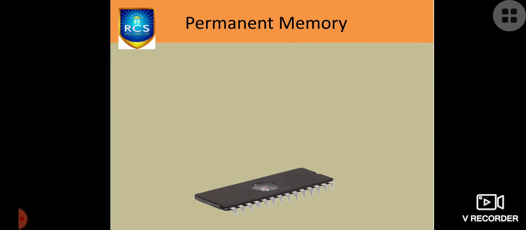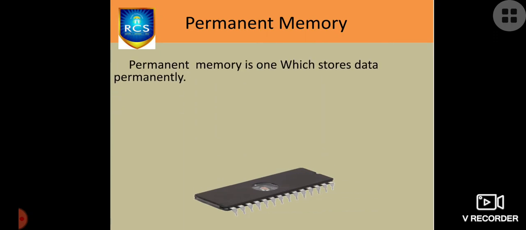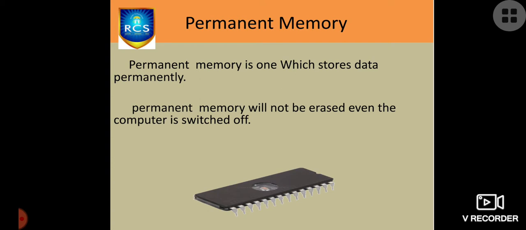First one is permanent memory. Permanent memory is one which stores data permanently. Permanent memory will not be erased even if the computer is switched off. Example: ROM. ROM stands for read-only memory.